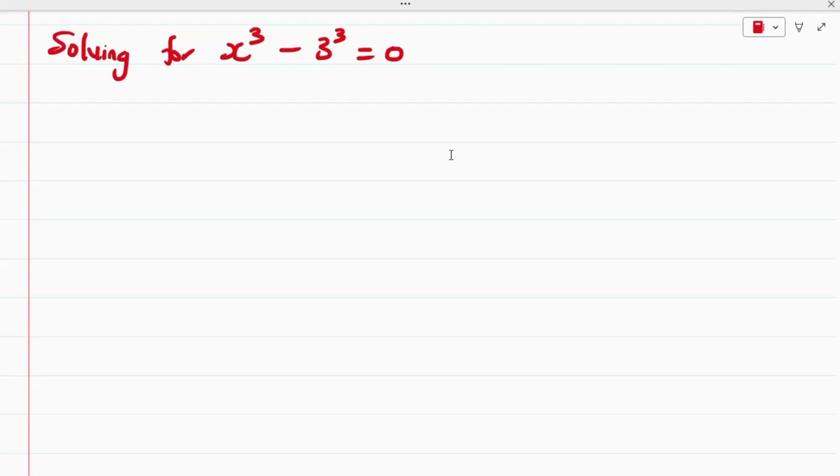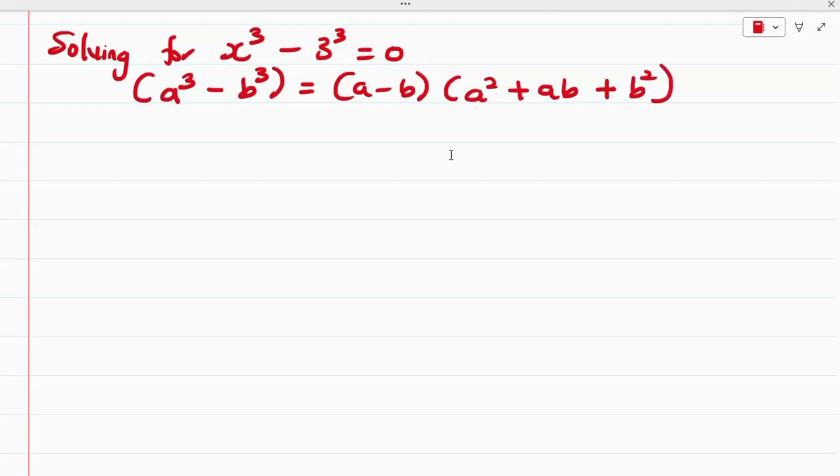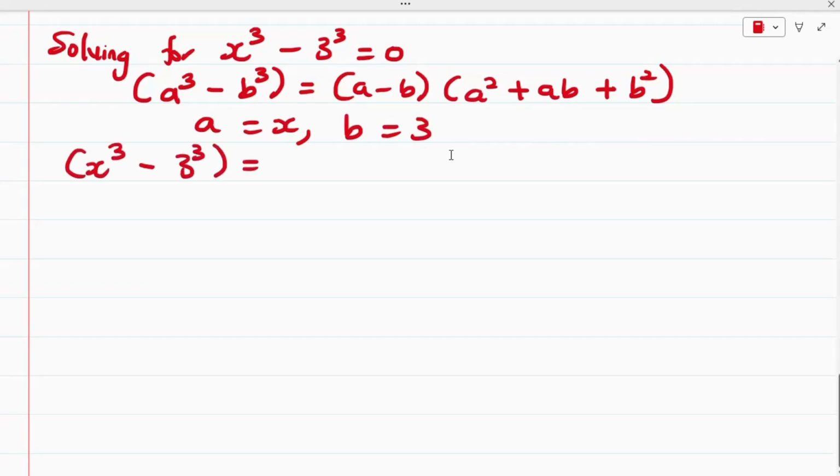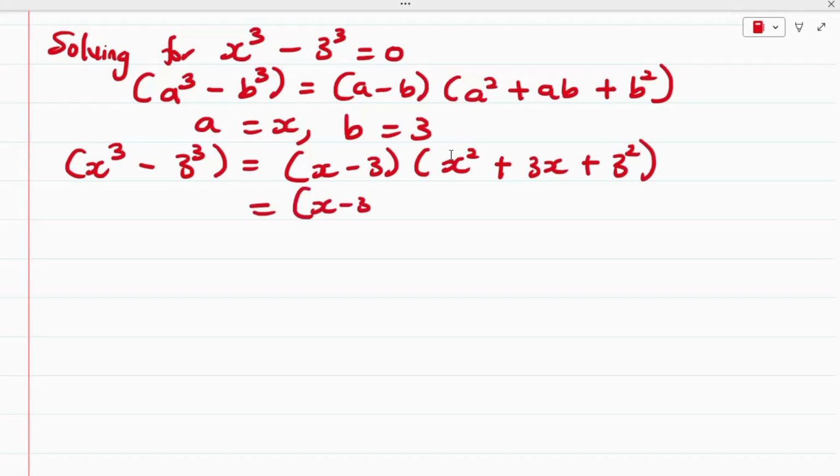So we want to simply apply the difference of cubes formula, and we have this to be a raised to the power of 3 minus b raised to the power of 3, which is equal to a minus b multiplied by a squared plus ab plus b squared. Alright, so from here we have a is equal to x and b is equal to 3. So x raised to the power of 3 minus 3 raised to the power of 3 is equal to x minus 3 into x squared plus ab, which is 3x, plus b squared, which is 3 squared, and this is equal to x minus 3 multiplied by x squared plus 3x plus 3 raised to the power of 2, which is 9.